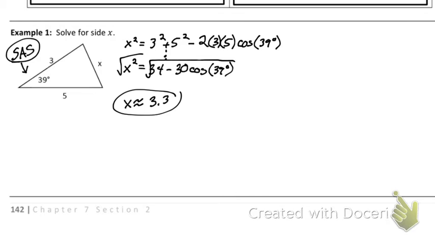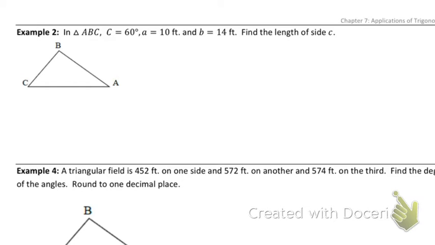All right, the next problem. I'm going to add something to it. It says find length of C. We're also going to find angle B, or capital B, just to add a little twist to it because it's more fun that way. Because finding C is going to be almost the exact same as the one we had.